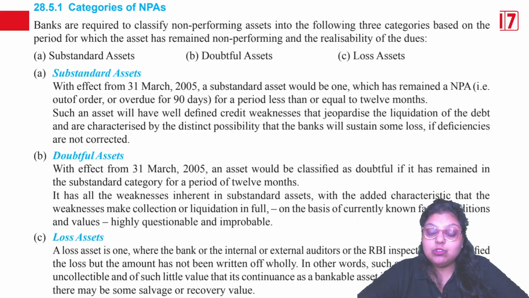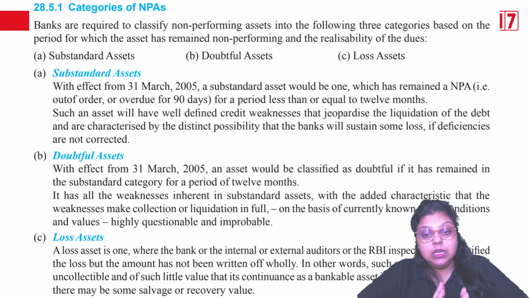Special mention accounts are the early identification of bad debts, in which 3 categories of account are there: SMA 0, 1 to 30 days, SMA 1, 31 to 60 days, SMA 2, 61 to 90 days. These are the durations in which the customer has not paid the installment, including principal and interest amount.